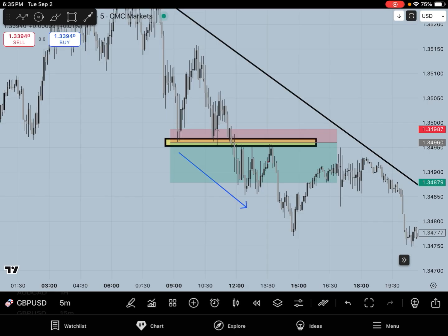I usually put my take profit at a 1-to-1 risk to reward ratio, or I will put it to the next stopping point, which would be your next point of resistance or support.